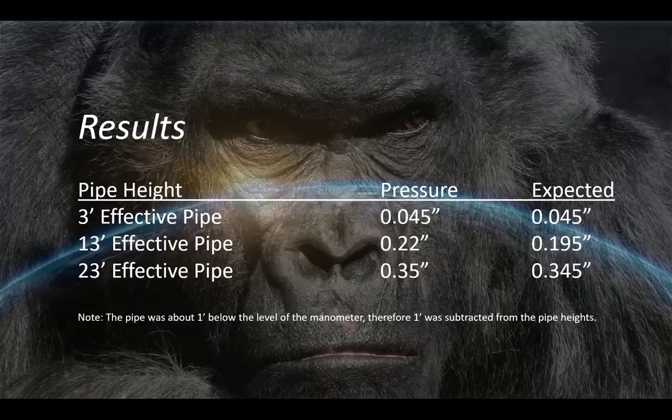So, for a 3-foot effective pipe length, we expected 0.045 and we got it. We expected 0.195 at 13 feet. It was a little bit high, 0.22. We expected 0.345 at 23 feet. Came out pretty close. So for a more or less qualitative experiment, this shows exactly what we wanted it to show.